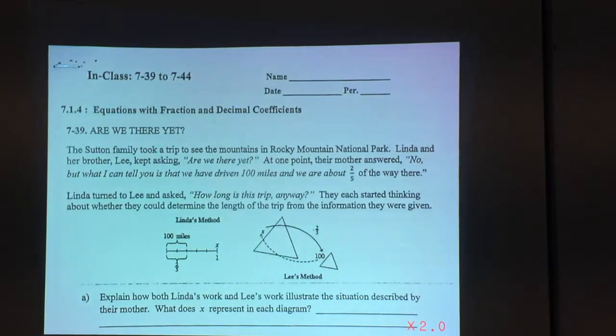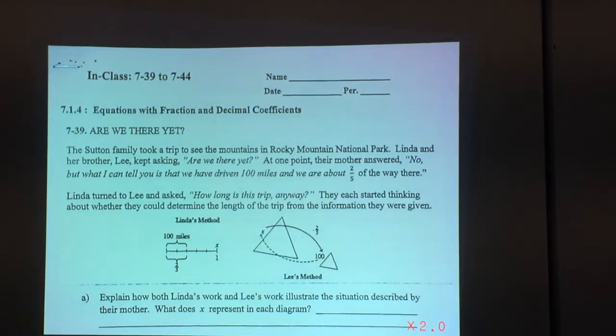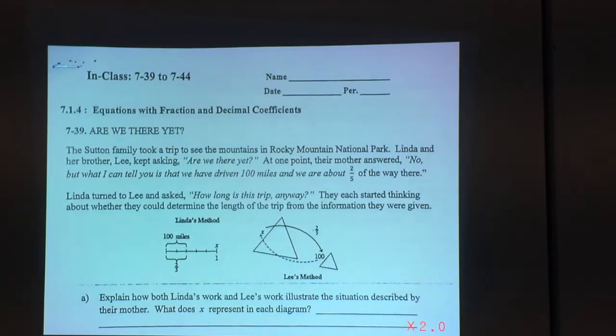714, equations with fraction and decimal coefficients. Are we there yet? The Sutton family took a trip to see the mountains in Rocky Mountain National Park. Linda and her brother Lee kept asking, "Are we there yet?"